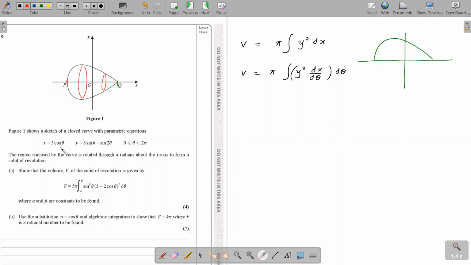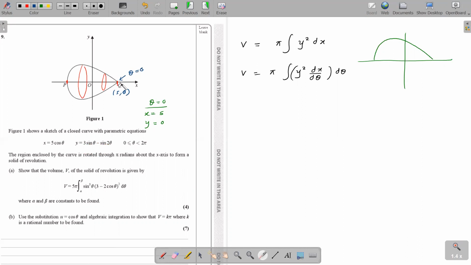Here, when theta is 0, what do we get? X equals 5 times cos 0. Cos 0 is 1, right? So basically x equals 5. And what about the y value? When theta is 0, y equals 3 times sin 0, which is 0, minus sin of 2 times 0, which is again 0. Basically, you can see when theta is 0, x is 5, y is 0. So where do you think that point corresponds to? That point corresponds to this Q, which is the point (5, 0). Basically, (5, 0) is the point where theta is 0. Do you agree with me?